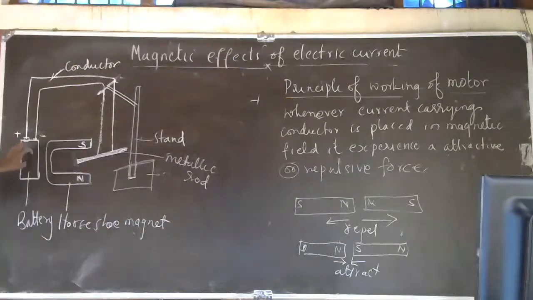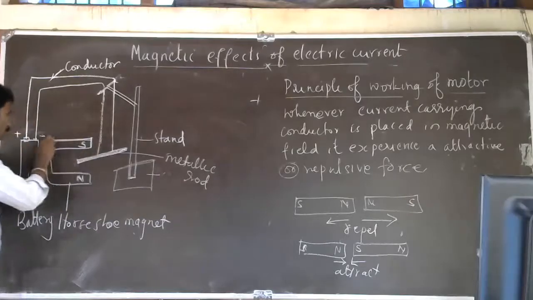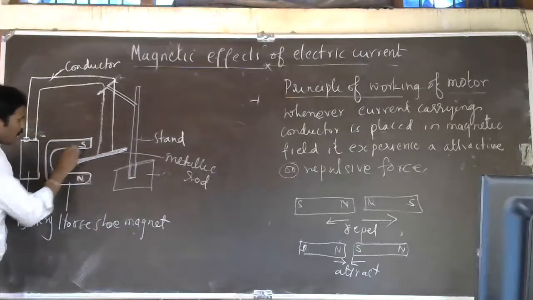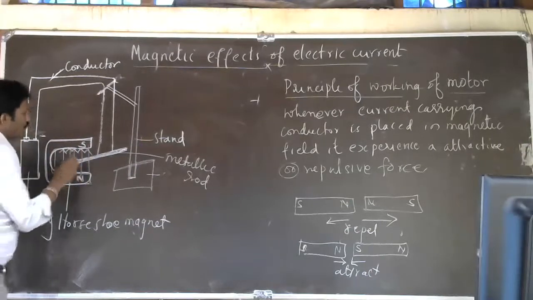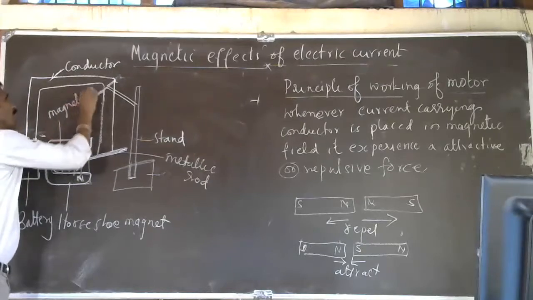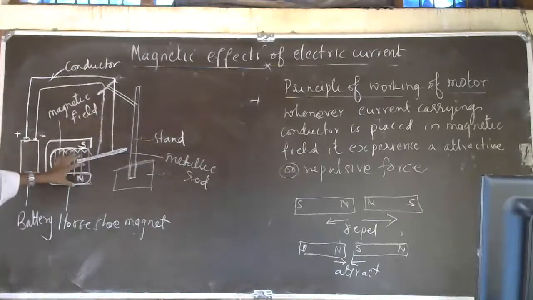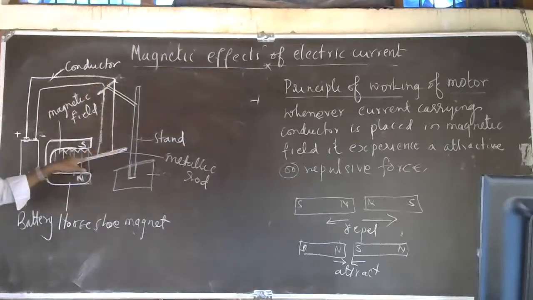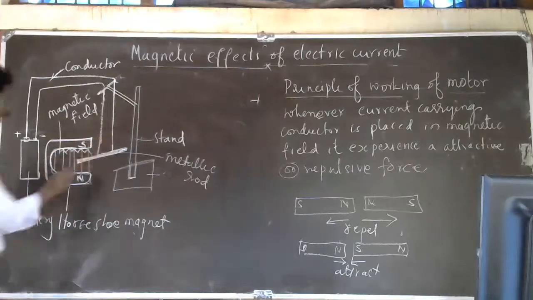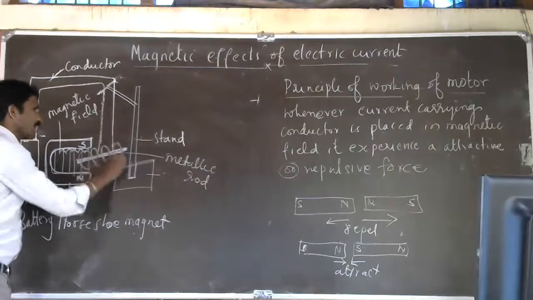What happens when you switch on? There is a horseshoe magnet over here, so the magnetic field is created in the horseshoe magnet. And this is the current carrying conductor, connected to the battery. From the battery, the electric charges move through the conductor and pass through the rod, which is also a good conductor. When electricity passes here, a magnetic field is also created around this conductor.